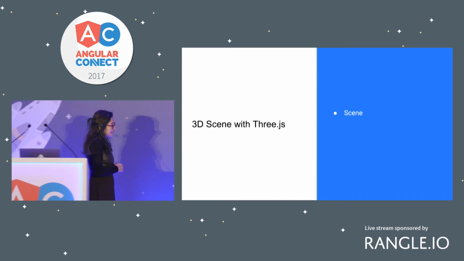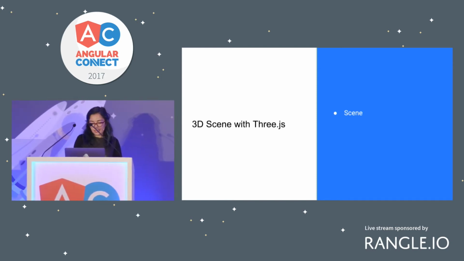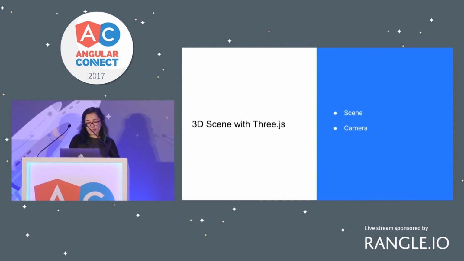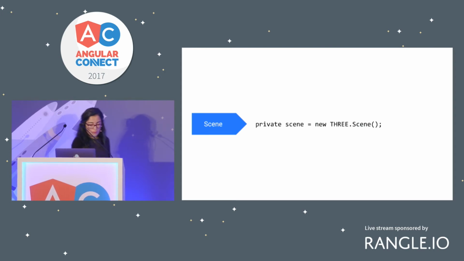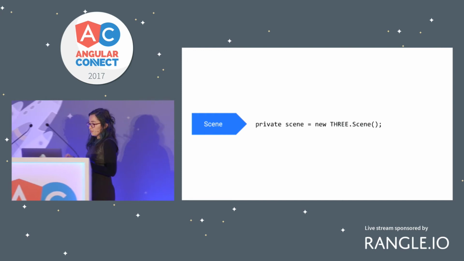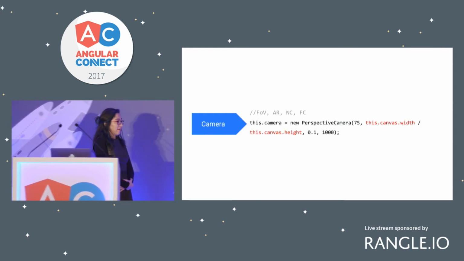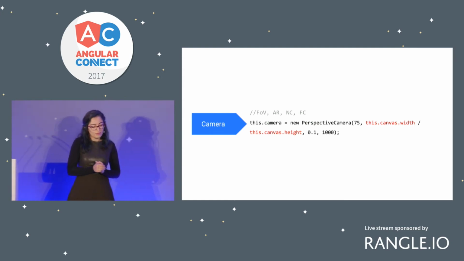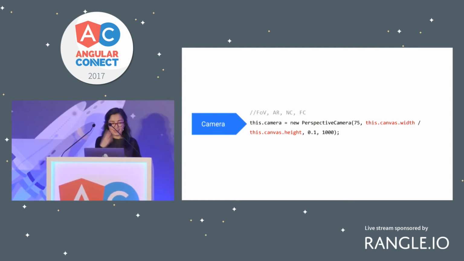So inside our ngOnInit, we are going to create our 3D scene with Three.js, and we are going to create a camera, and we are going to create our renderer to get things started. First thing we do is initiate a 3D scene, and then create a camera object. It's very easy, and it takes 4 different arguments.